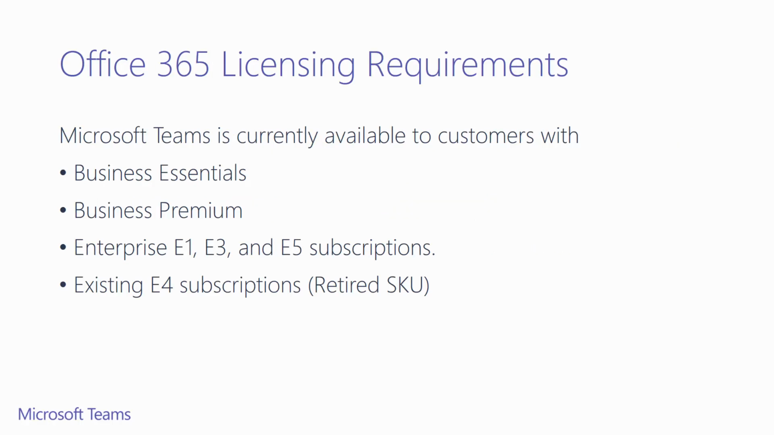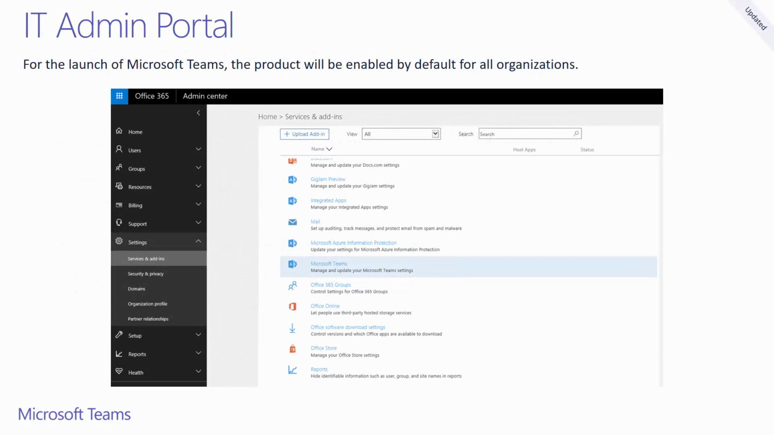This is a quick recap from the previous session. These are the subscriptions that Microsoft Teams will be available for at launch. You'll need to be a part of Business Essentials or Business Premium or Enterprise E1, E3, or E5. And customers who have an existing E4 subscription will also get Microsoft Teams. At launch, Microsoft Teams is enabled for all tenants by default.